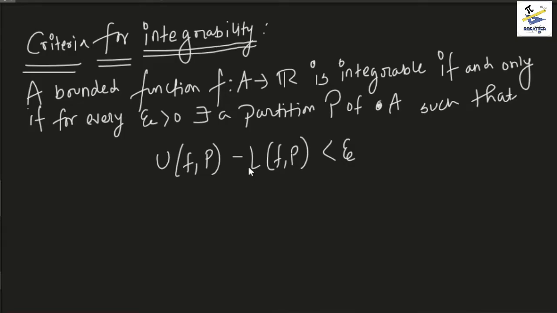Firstly, we do not need the modulus on this because the upper sum is always greater than the lower sum, so this quantity is always positive, and we want it to be less than epsilon for an arbitrary epsilon, which is a positive real number, right? And we want that there exists such a partition P of the subrectangle A so that this happens, and this condition is enough for us to have basically that this is an integrable function.